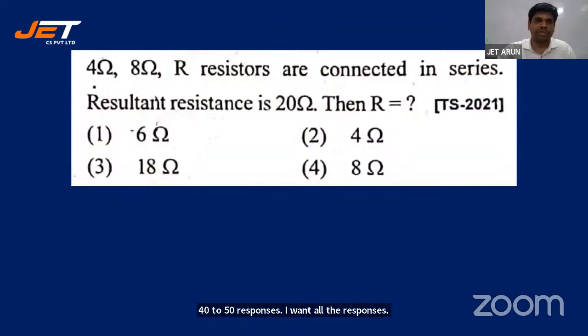All right, let's go for the next one. 4 ohms, 8 ohms and R resistors are connected in series. Resultant resistance is 20 ohms. Then R is equal to how much? It's in series, students. This is actually an oral question, but I want you to work it out using pen and paper. Be careful. I want one single answer, one correct answer.